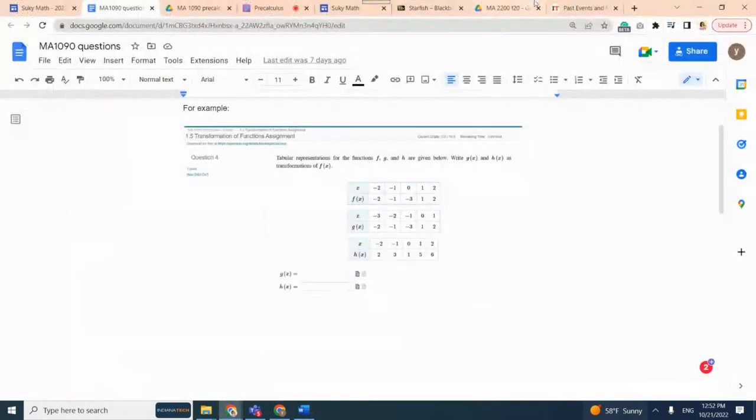For exam 1, if you don't have your calculator, that's fine. But for exam 2, you need to have your calculator, because for some of the application problems, you need to give the exact answer and also the decimal answer.